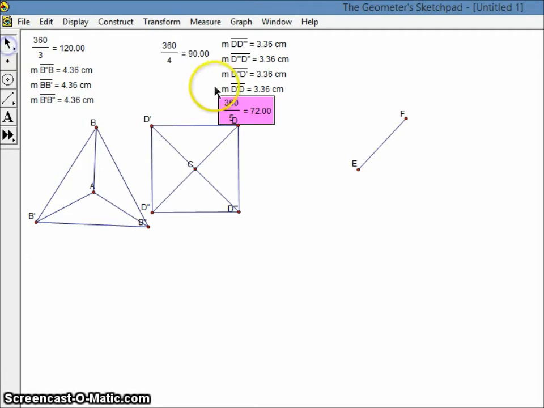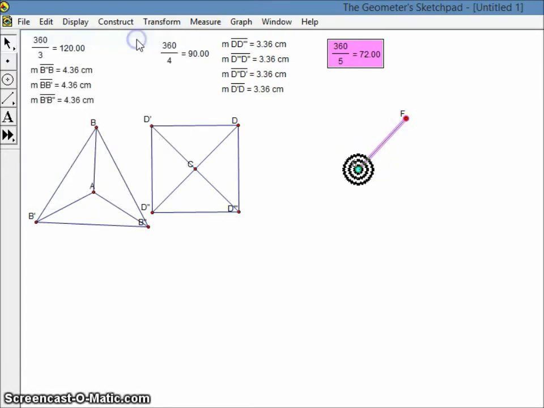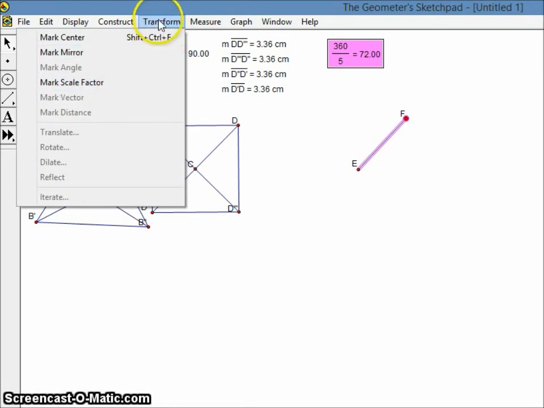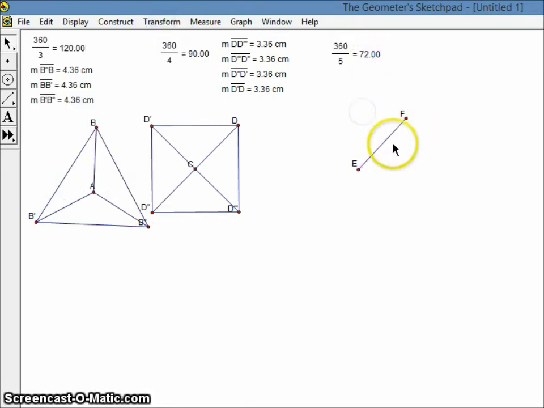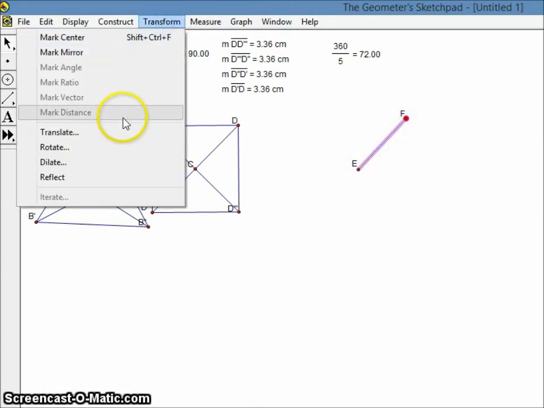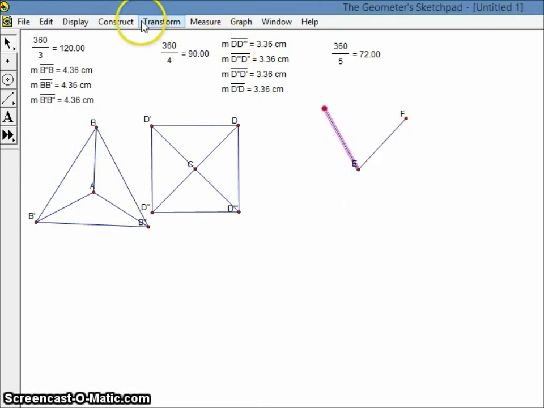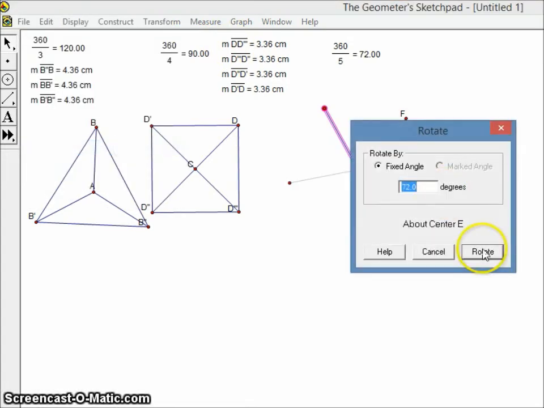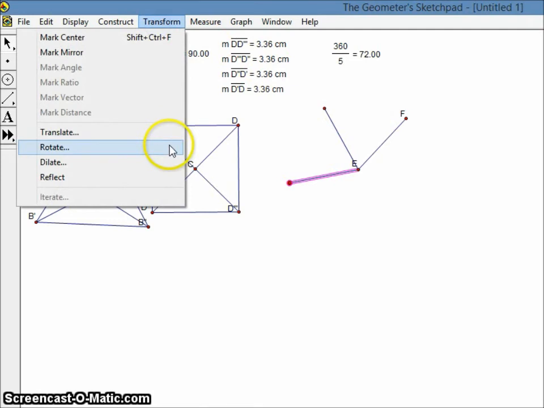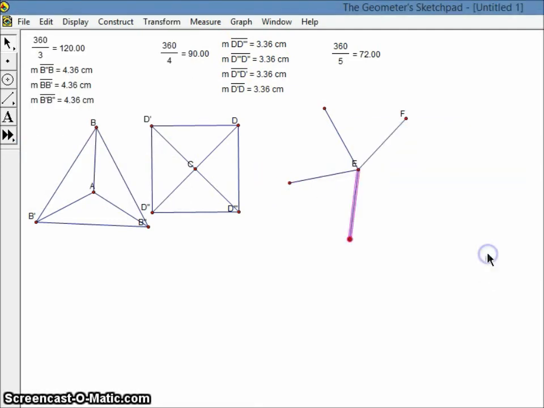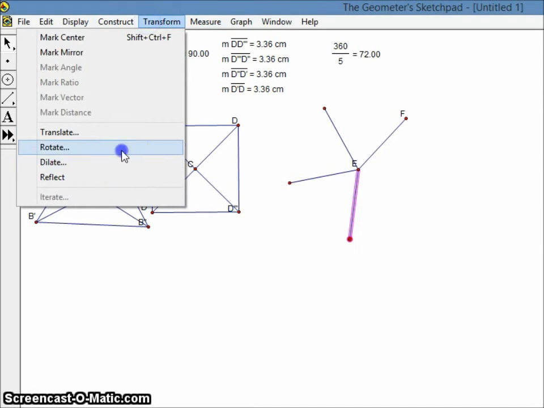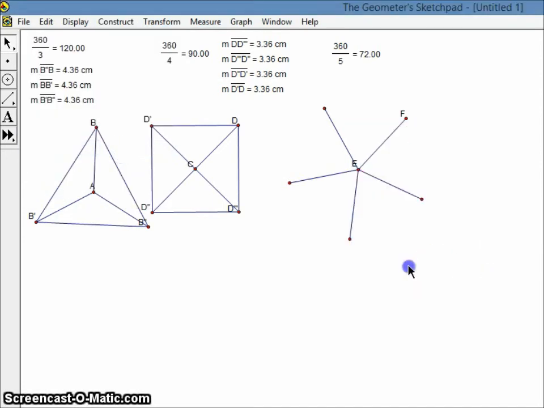Alright, get my cursor back, move this back over here. So each time I rotate this, I'm going to be rotating it by 72. Make sure my center is in the good spot. Oh, I have too many things clicked there. There we go. Mark the center, and I'm going to rotate by 72 degrees. I'm going to rotate it again, 72 degrees. Rotate again. This is number 4. I'm making a pentagon, so it'll be 5 times around.